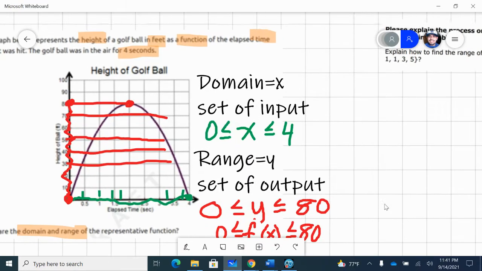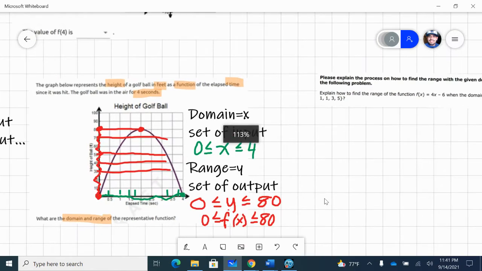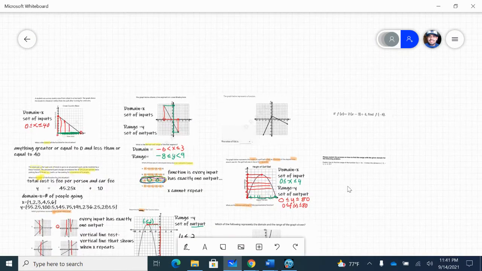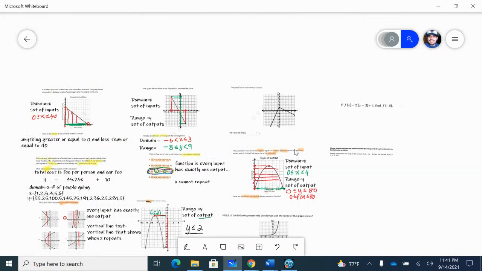Moving along, moving along. Let's see, am I missing anything? All right, let's go to this one.